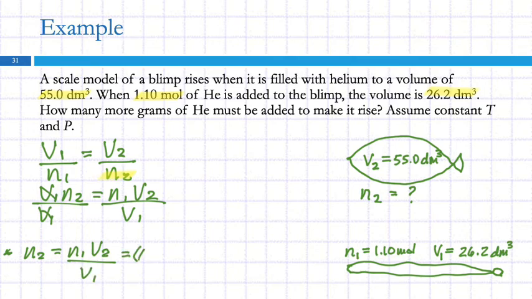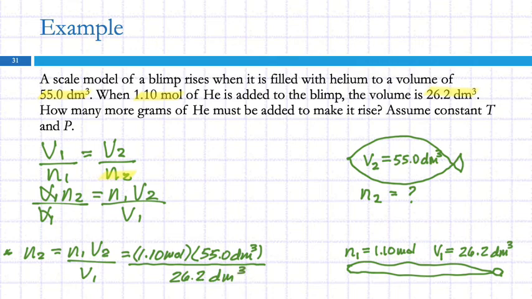So N1, 1.10 moles. V2, 55.0 cubic decimeters. And V1, 26.2 cubic decimeters. Like, those are weird units. Yeah, they are. But look, they cancel out. We don't have to deal with them. Gone. 1.1 times 55 divided by 26.2.